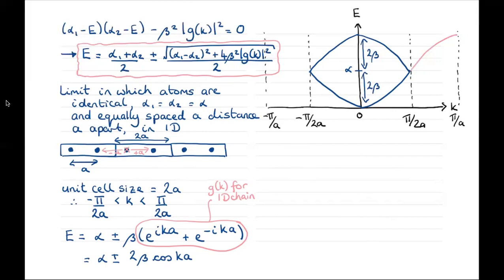lay between pi over 2a and pi over a, is now back between minus pi over 2a and 0. And likewise, the region of the band structure that would have been between minus pi over 2a and minus pi over a is mapped back into the region between 0 and pi over 2a. So this back folding has not introduced any new physics, it's just a different way of representing the band structure in the case where we have twice as many atoms in the unit cell.